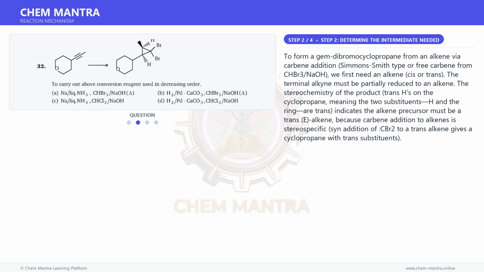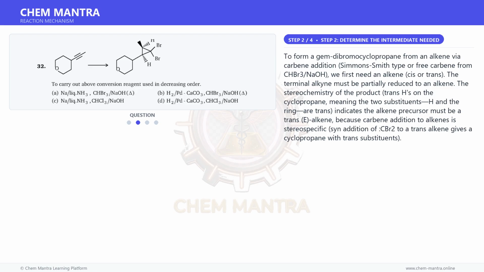To form a gem-dibromocyclopropane from an alkene via carbene addition, Simmons-Smith type or free carbene from CHBr3/NaOH, we first need an alkene, cis or trans. The terminal alkyne must be partially reduced to an alkene.